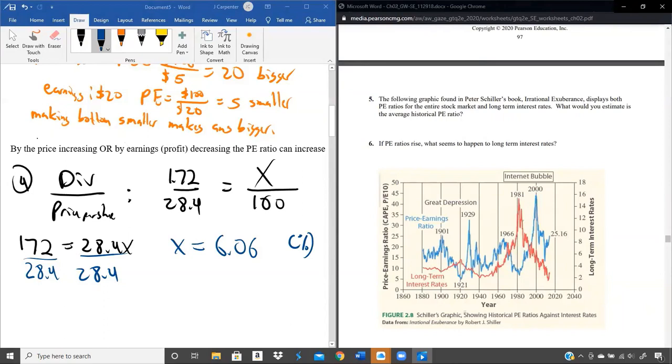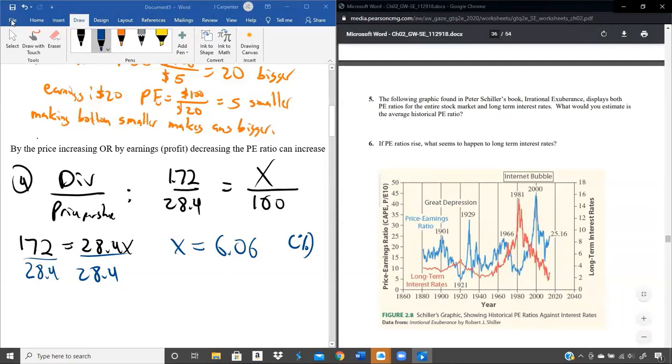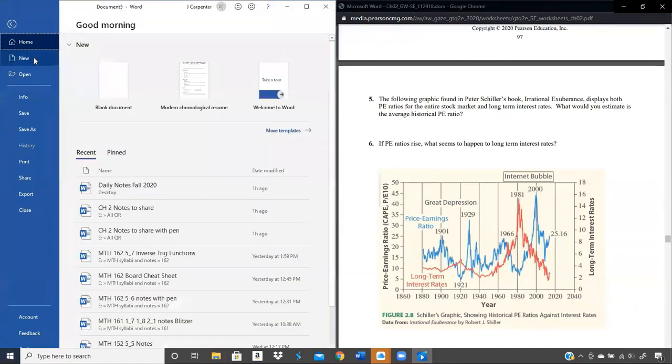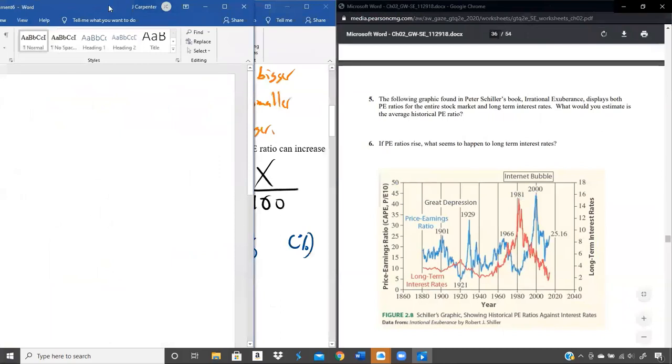So here's what you're doing. I'm going to pull up a new one, I got to go off of Annotate actually first. There we go. So let's do a new one of these.